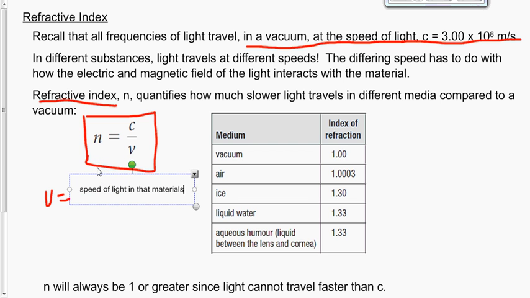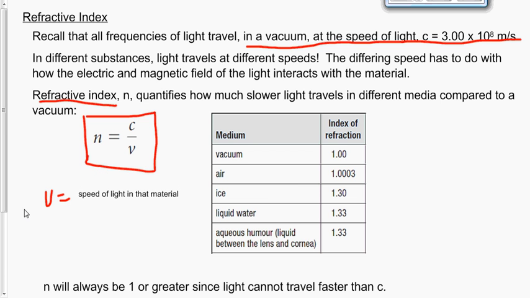So we're actually taking one speed and dividing it by another. So n is going to be a unitless number. And so it's just a ratio of how much slower light is in that material compared to the speed of light in a vacuum. To give you some examples, in a vacuum, it is exactly 1 because we're taking c dividing it by c. So c over c is exactly 1. In air, it is almost exactly 1.